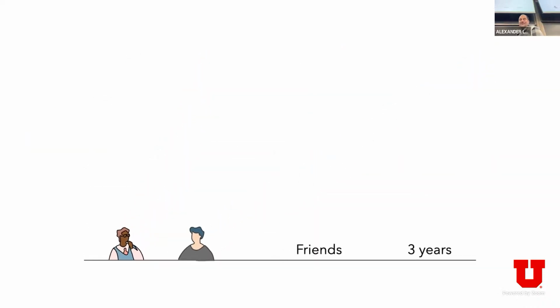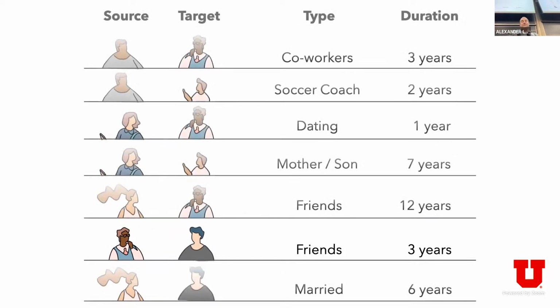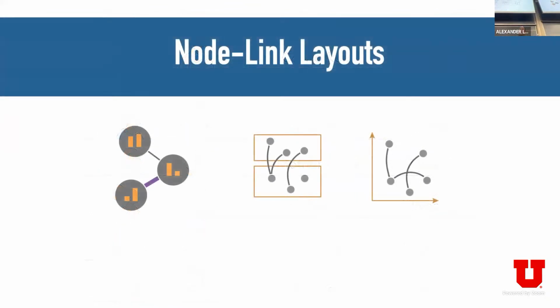And then we have relationship attributes. For example, these 2 guys have been friends for 3 years. The first 2 are co-workers for 3 years. The second 2 is the soccer coach of the child for 2 years, and so on. So we have all of these different attributes that play a role here. And so we have these 3 different fundamental layouts, and all of these are node link layouts that we can use. The first one here is embedding directly the elements in the nodes and in the links, and then we'll have some more fancy layouts.